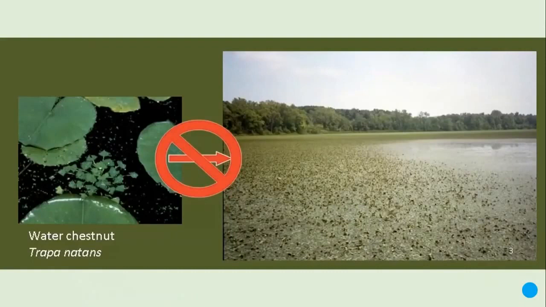All the partners in the state want to find things early. The goal is to find infestations when they're still manageable. Water chestnut is one that is very manageable when it's in a small amount. And with your eyes on the ground, we can spot these before they turn into these large infestations that you see on the right.